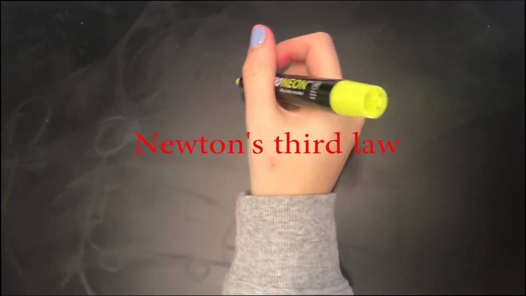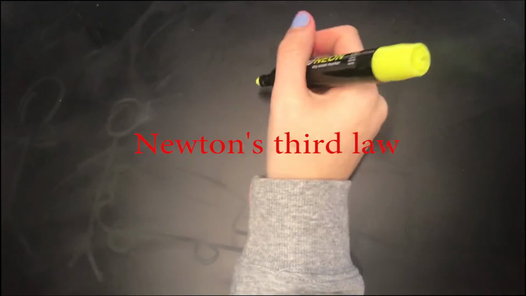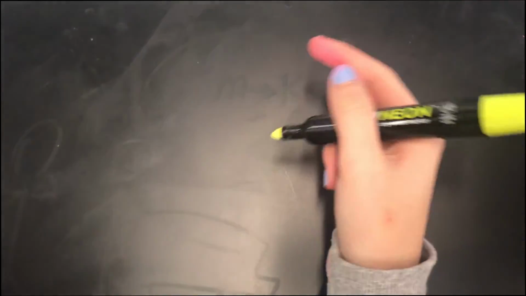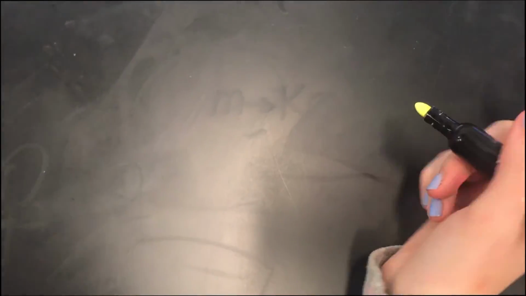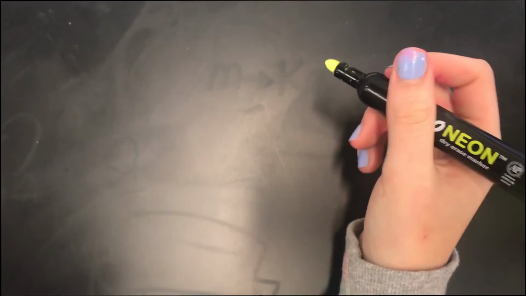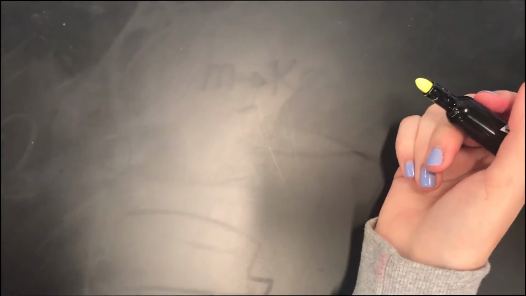The last and third law is when an object exerts a force on another object, the second object exerts on the first an equal force in the opposite direction. So the third law applies on two different objects: the action force, when one object exerts on the other, and the equal but opposite reaction force the second object exerts on the first. So reminder guys, action and reaction forces never balance out because they act on different objects.